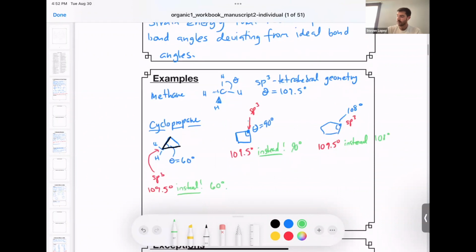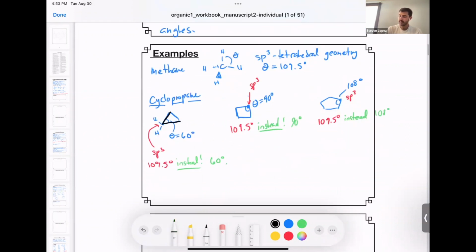Now, if we can quantify some of this energy, cyclopropane has a strain energy of about 27 kcals per mole, which is a lot of strain energy. Cyclobutane has a strain energy of about 26 kcals per mole. And cyclopentane has a strain energy of about 5 kcals per mole.